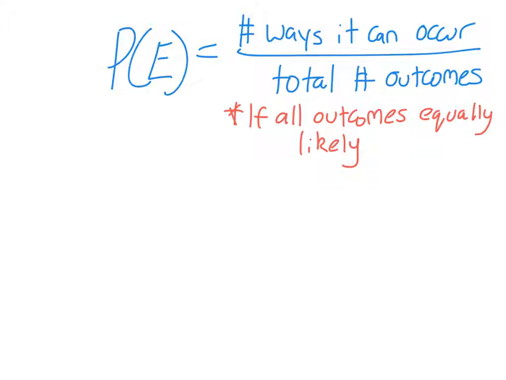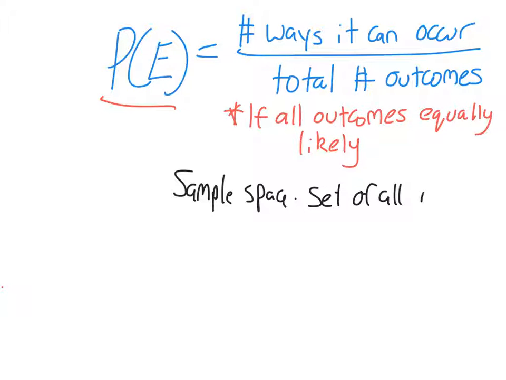Okay, so the basic formula behind probability here is: the probability of an event, remember that's what this means, is the number of ways the event can occur divided by the total number of outcomes. So this is a proportion, it's a fraction, it's a decimal, it's obviously going to be less than 1. When we're talking about this formula, it's helpful to know what's in the sample space. If you recall, the sample space is just the set of all possible outcomes.